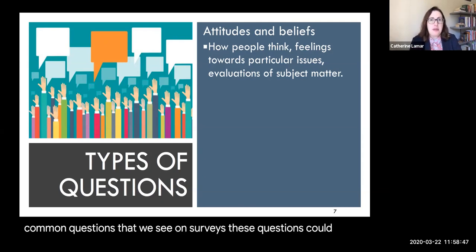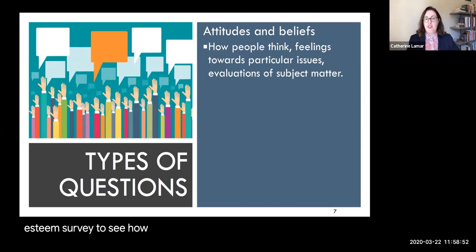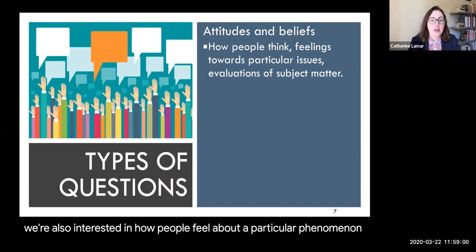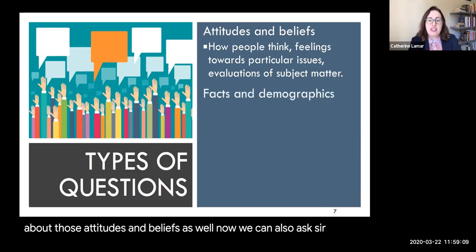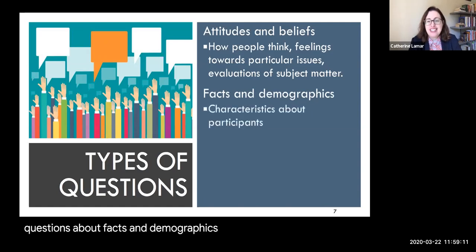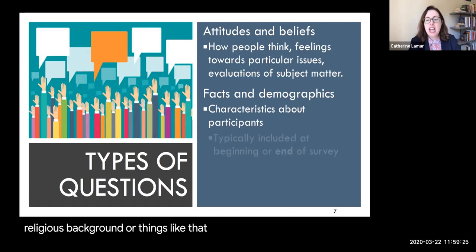These questions could ask people to, for instance, reflect on themselves. We could develop a self-esteem survey to see how people view themselves overall. But maybe we're also interested in how people feel about a particular phenomenon or other person or group of people. We could ask survey questions about those attitudes and beliefs as well. Now, we can also ask survey questions about facts and demographics. These tend to be questions that ask participants to provide characteristics about themselves, like their age or their ethnicity or their gender or sexual orientation or religious background or things like that.